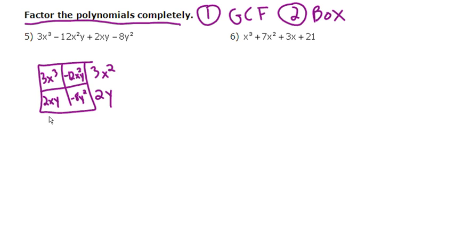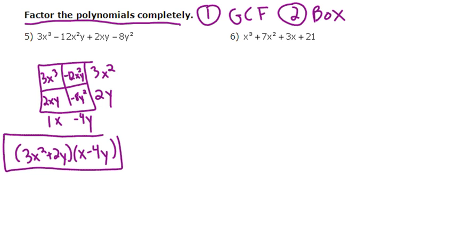Vertically, number-wise, I can only take out a 1, but I can take out an x. Vertically here, I have to take out a negative because the first number I'm looking at is negative. But these are both divisible by 4, and they both have 1y in common. So I have 3x squared plus 2y times x minus 4y.